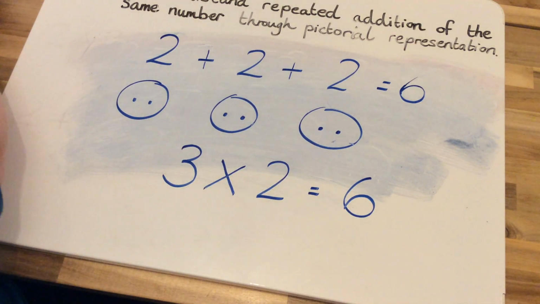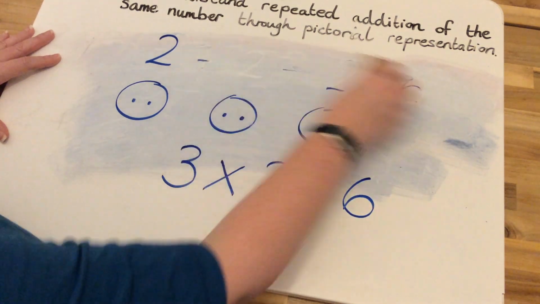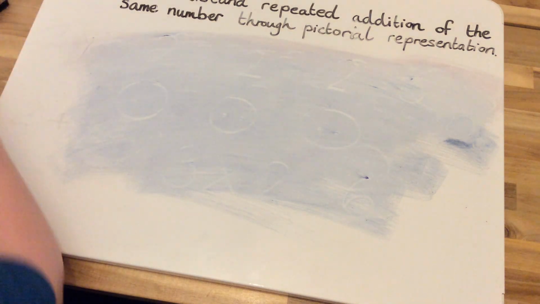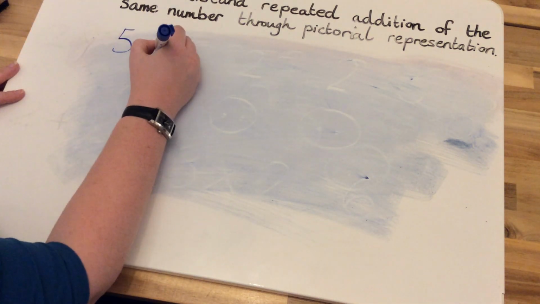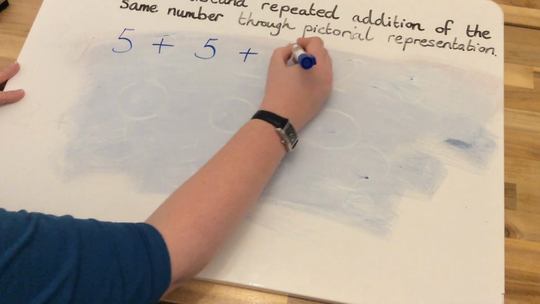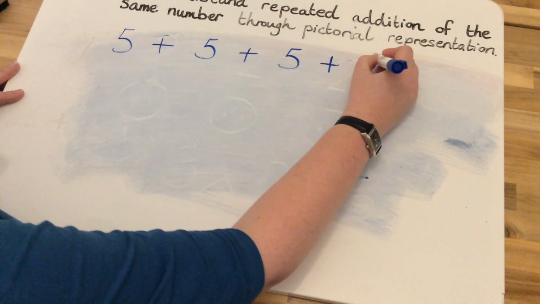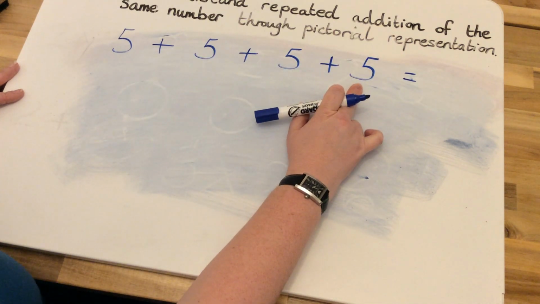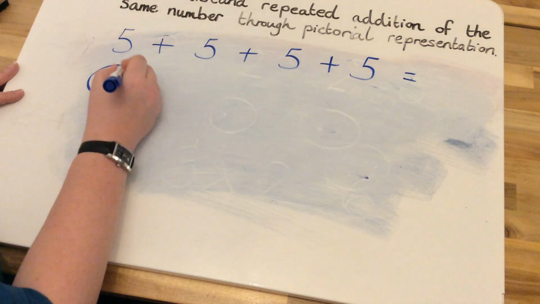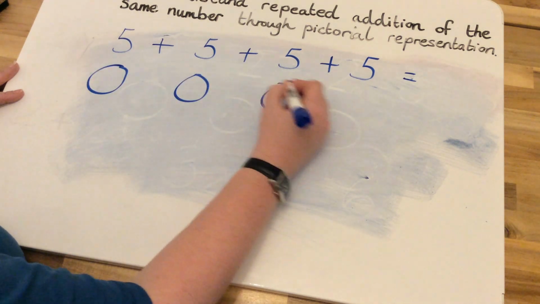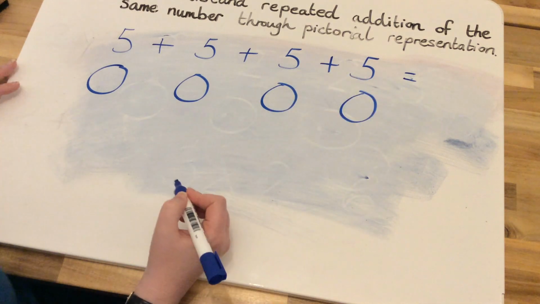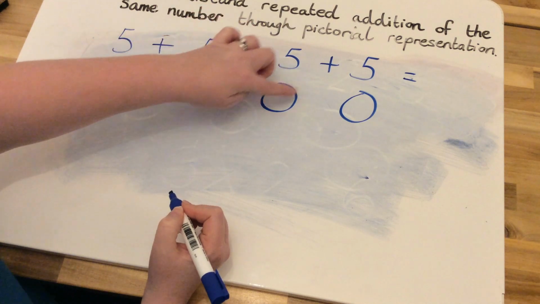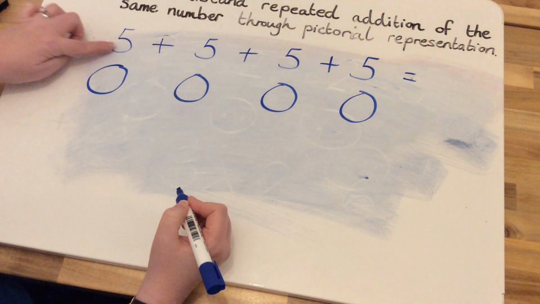So let's practice that one more time. This time let's change our pattern to 5 plus 5 plus 5 plus 5. So that's 1, 2, 3, 4 lots of 5, 4 groups of 5. So I need 4 cookies, just enough cookies to match. I like to draw my cookies underneath the number, so I know that each number has a cookie. And then I need 5 chocolate chips.